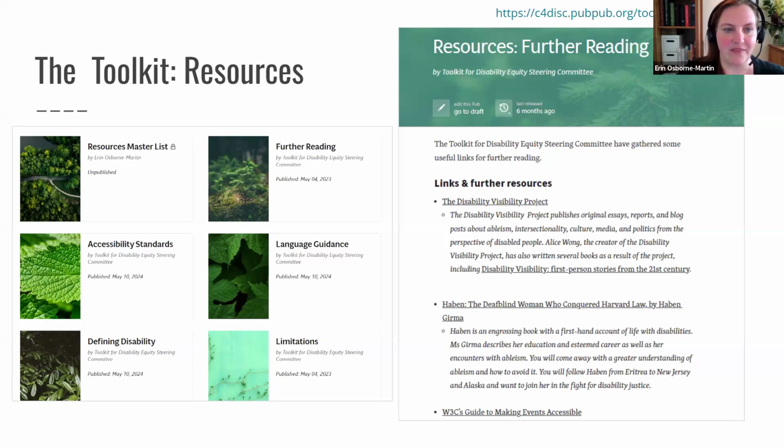This has a number of resources, obviously, collected together. I wanted to highlight, for one example, there is a section on accessibility standards. That's not the primary focus of the toolkit, but it is something that comes up a lot and that people find quite valuable. So we wanted to, again, signpost to existing sources of information around those accessibility standards so that people could know where to go to find more information.